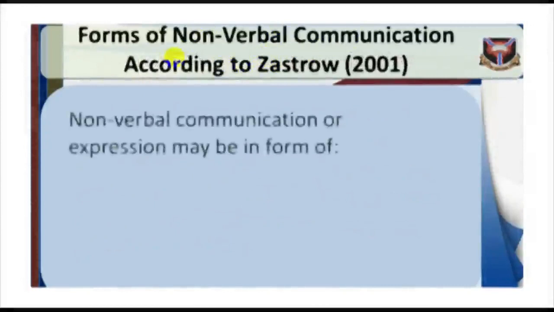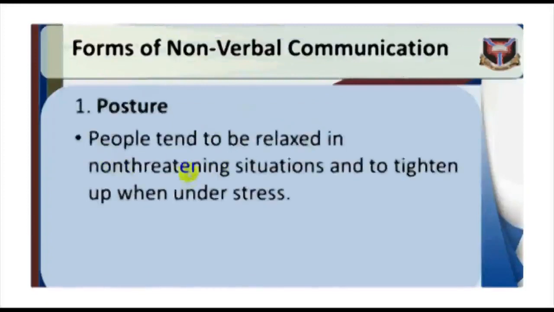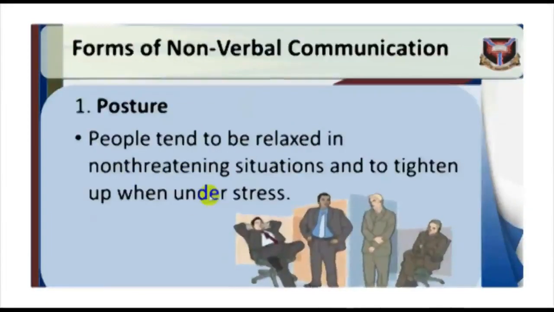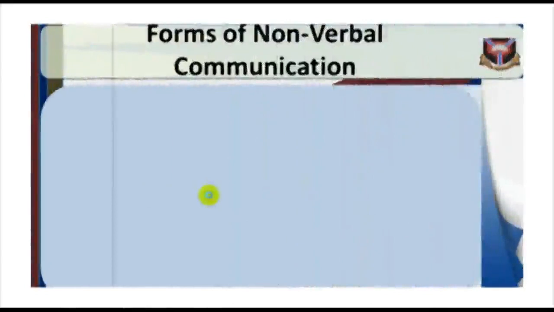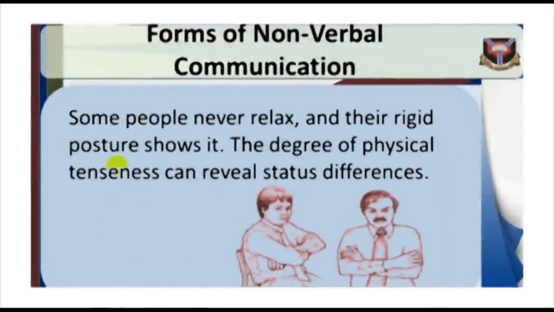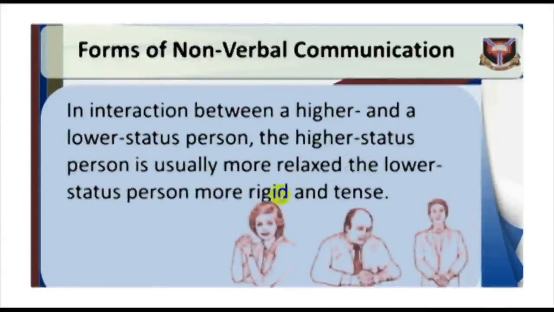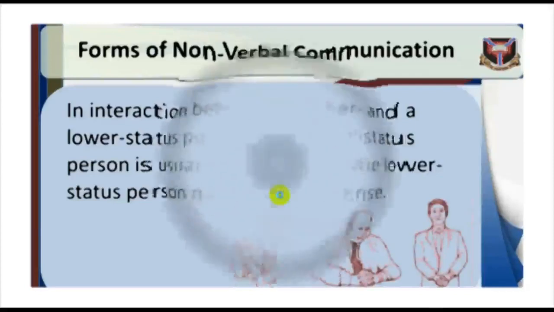Forms of non-verbal communication. According to Disastro 2001, non-verbal communication or expression may be in form of posture. People tend to be relaxed in non-threatening situations and to tighten up when under stress. Some people never relax, and their rigid posture shows it. The degree of physical tenseness can reveal status differences. In interaction between a higher and a lower status person, the higher status person is usually more relaxed, the lower status person more rigid and tense.